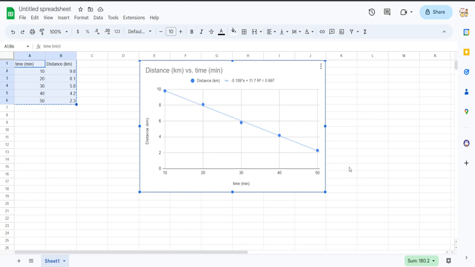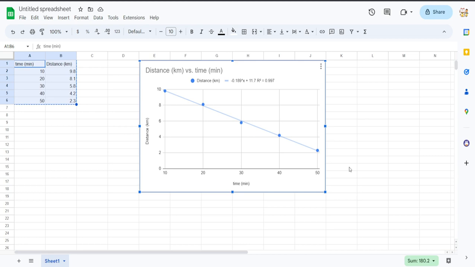Negative 0.189 times 50.67 plus 11.7. So after 50 minutes, we'd be down to roughly 2.12 kilometers. So that would be how many kilometers from home we are.